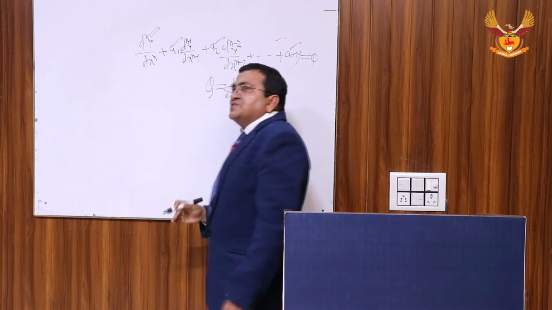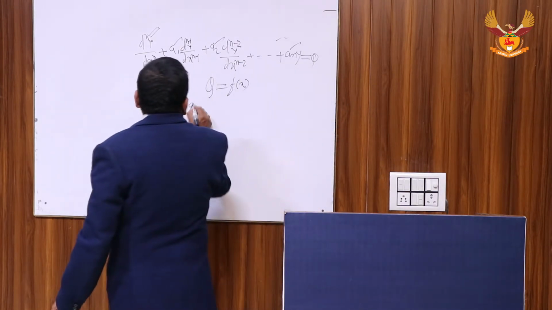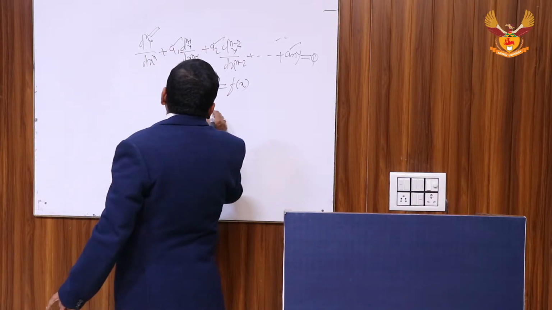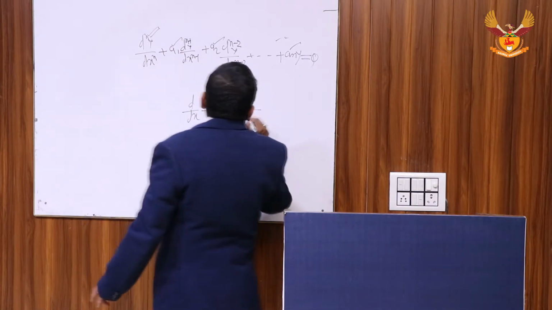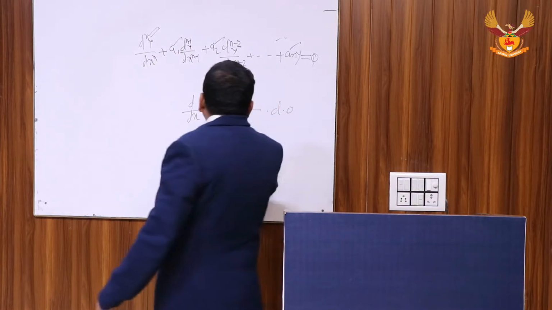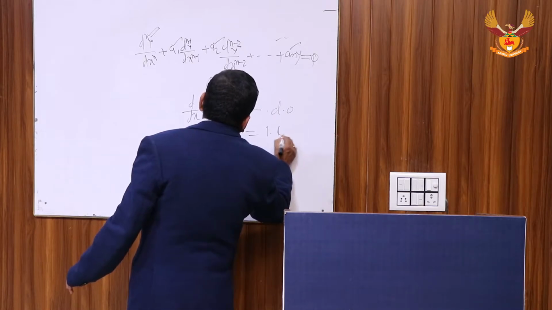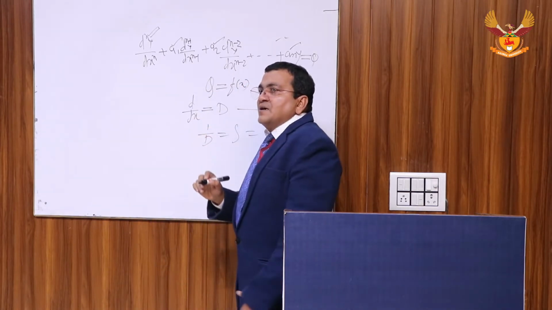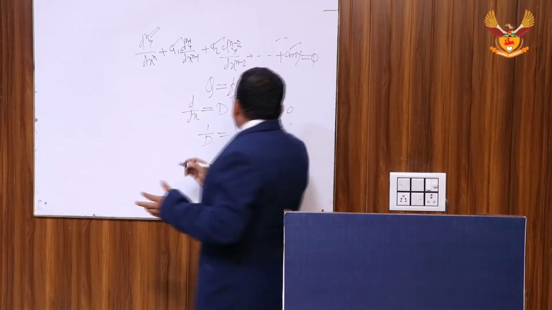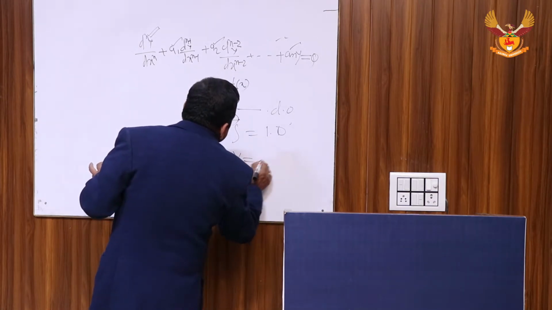To make it easier to solve this differential equation, we write d in place of d by dx. D is called the differential operator, and the reciprocal of D, 1 by D, is called the integral operator. As we discussed, we can write this differential equation as f(D) y equals q.